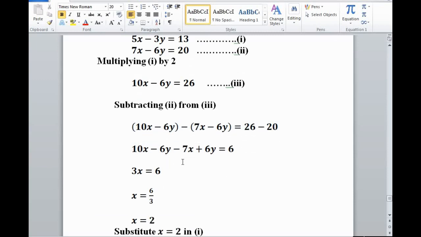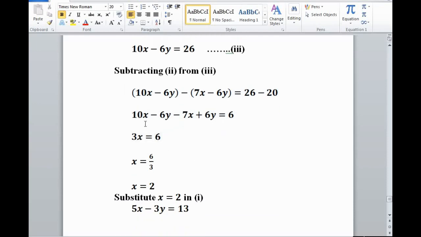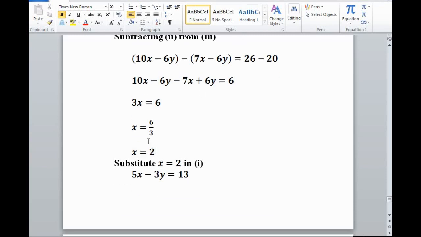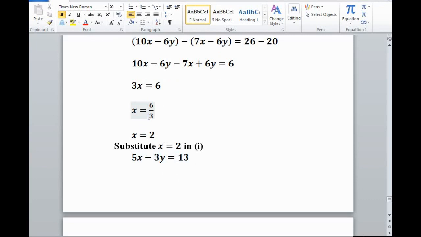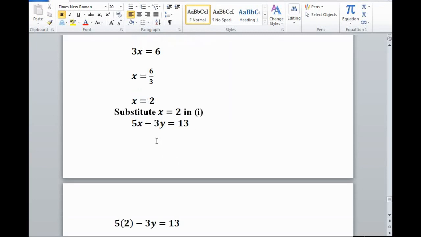And now 10x minus 6y minus 7x, minus multiplied by minus is plus 6y, and if we subtract 20 from 26 we get 6. So now negative 6y, positive 6y, they become 0, and 10x minus 7x is 3x equals 6. And to find x, let's take this 3 from left to the right side. So this equation becomes x equals 6 upon 3, and 3 times 2 is 6, so x is equal to 2.